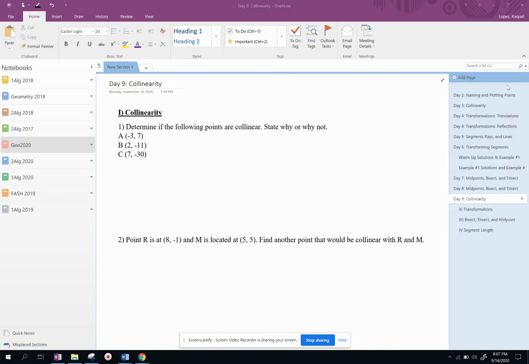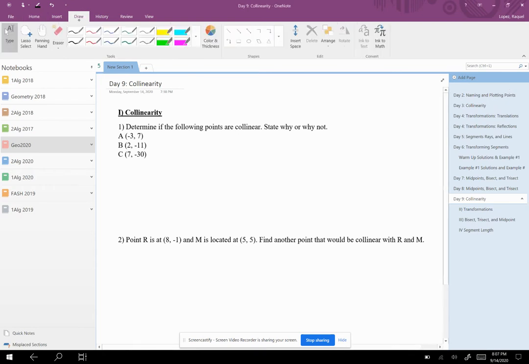Okay, so the first question says, determine if the following points are collinear, why or why not. There's a couple different ways that you can do this, but one way that I like to do it is by setting up a table. So we've got 3 points, and remember, collinear means same line, so we want to make sure that all 3 points have the same slope in between each one. So I'm going to go ahead and make a table.